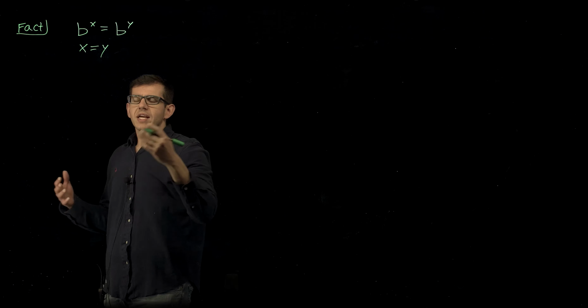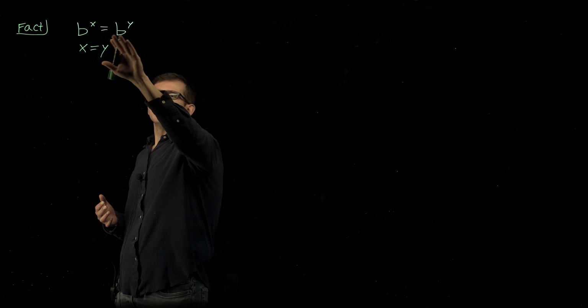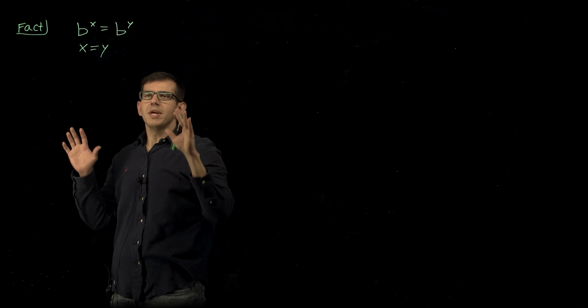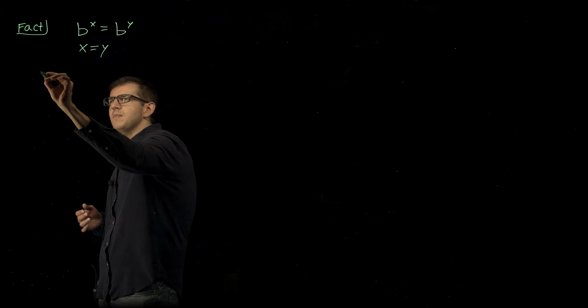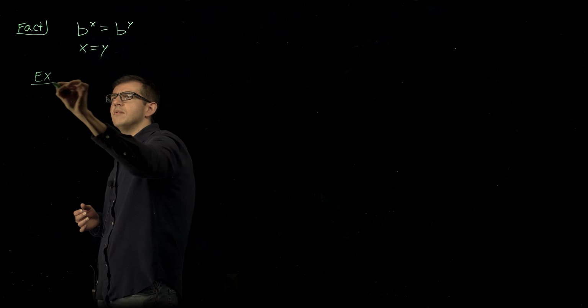So whenever we're solving an exponential equation, if we can find a way to set these two base numbers equal, we can immediately drop the bases and set the exponents equal to one another. So let's try an example.